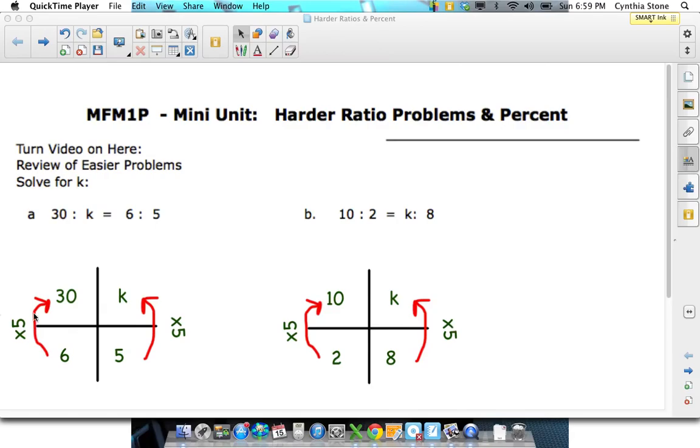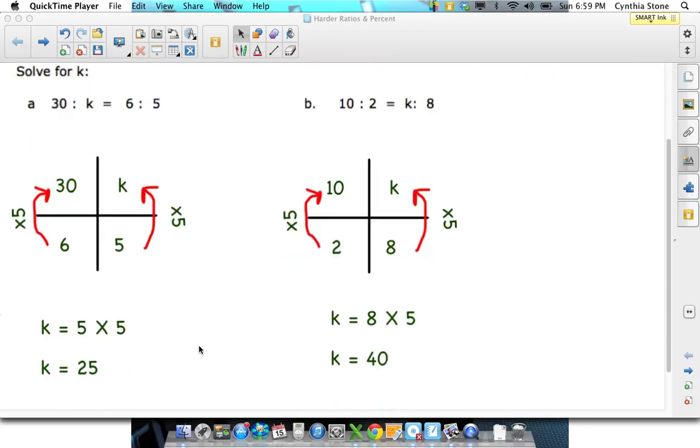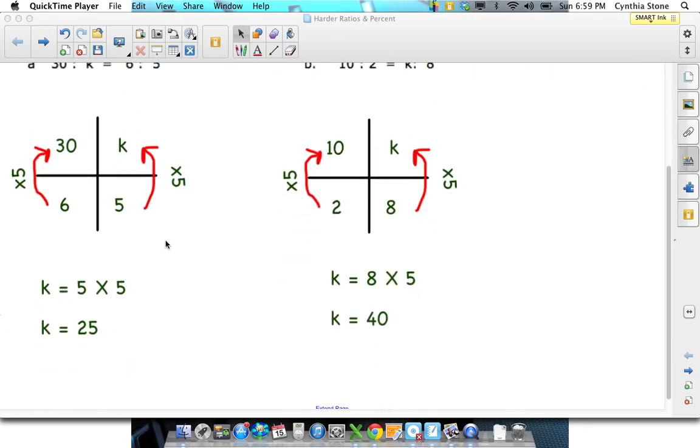What I see when I look at this, if I multiply 6 by 5, I'll get 30. So what you do on this side then is you follow the same relationship. You say, okay, then 5 times 5 has to be what k is. K has to be this bottom number times 5, because 30 is this bottom number times 5. And k then is 5 times 5, or 25.